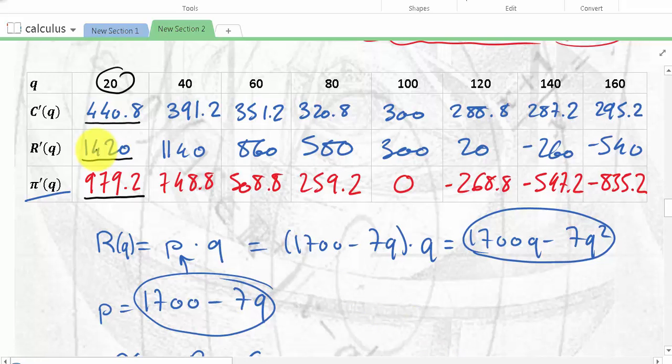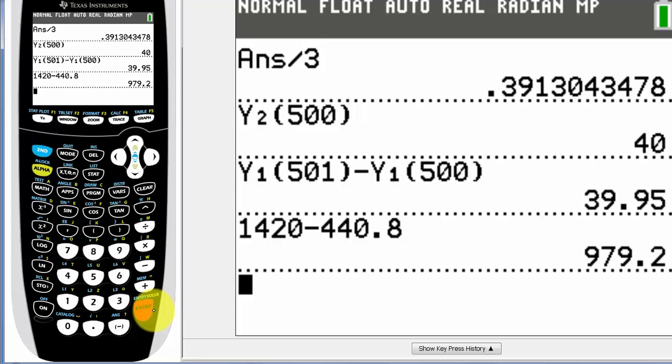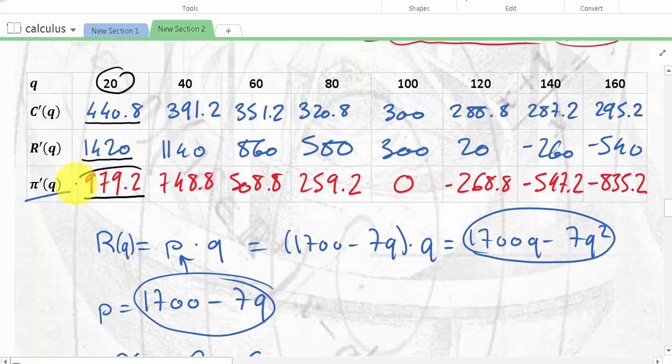Now let's take our calculator and let's subtract the marginal cost from the marginal revenue. So let's do 1420 minus 440.8, and we find 979.2. You see? And you can check that it's true at any level of production. This number is the subtraction of the marginal cost from the marginal revenue, right? And that's why right here it is 0, right?